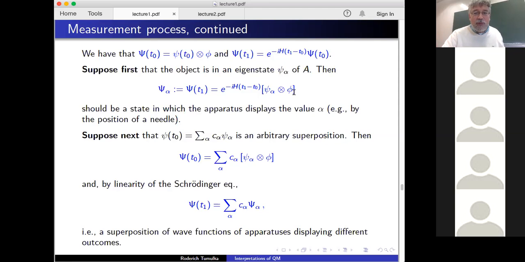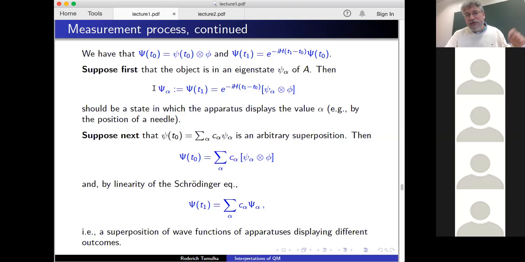Okay, so putting this in, we evolve it up to time t1. So we have the wave function at t1 under the condition that we put in an eigenstate with eigenvalue alpha. That's called the result, a wave function of object and apparatus together, psi alpha. Now, since the outcome should be alpha, this psi alpha should be a wave function that represents an apparatus that displays the value alpha. So if the apparatus has a needle, the needle will point to the value alpha.